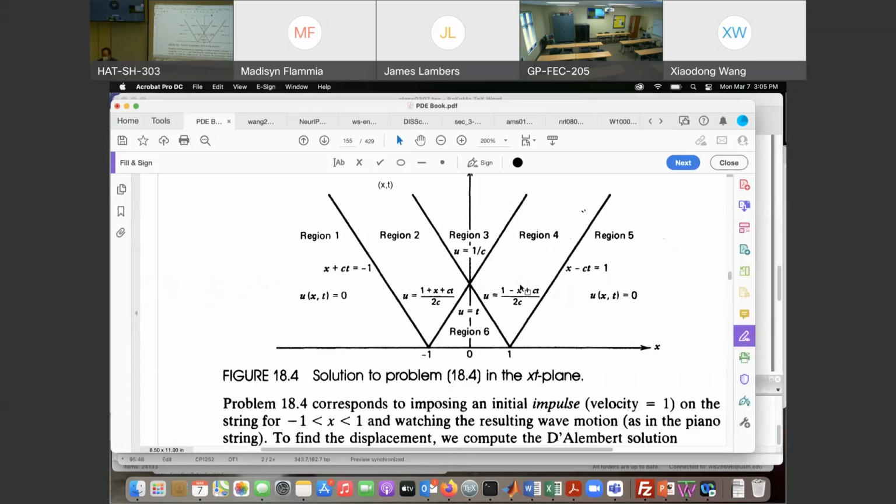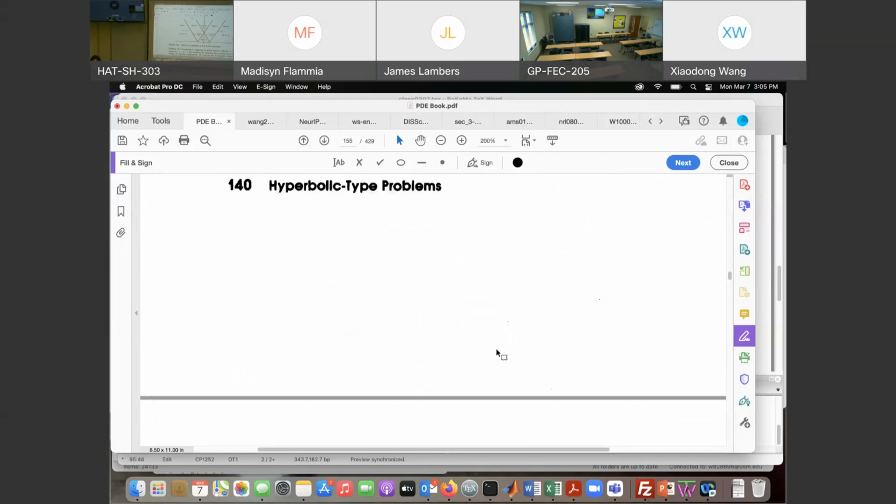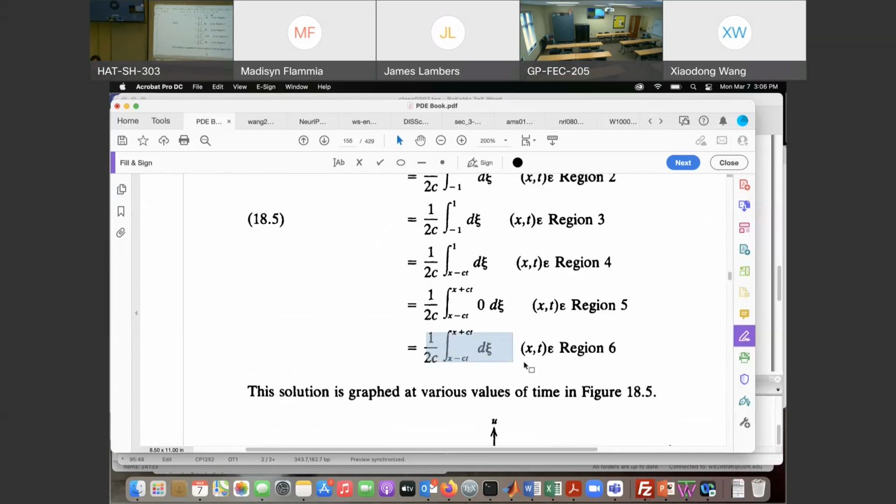I'll mention one more. Like suppose I'm in this region 6. So I have a point somewhere in this triangle. So then I draw lines to the x-axis from that point. So down here, down here. Both of them are within the interval -1 to 1. So that's why the limits of the integral will remain x minus ct and x plus ct. And that's what we have here for region 6.